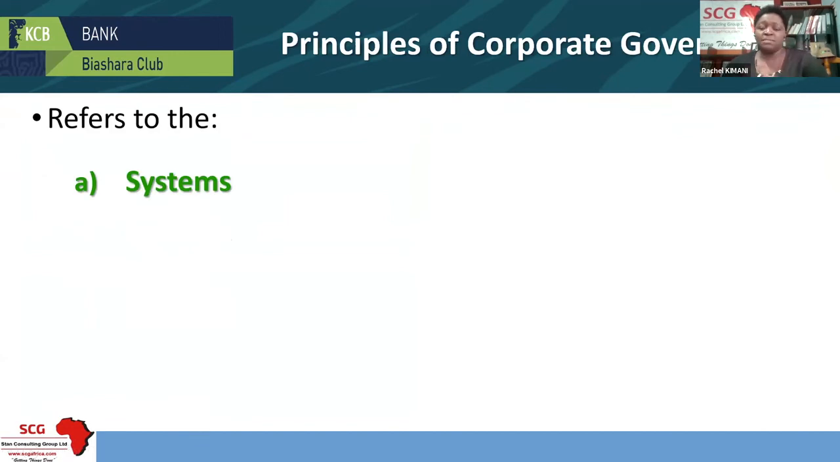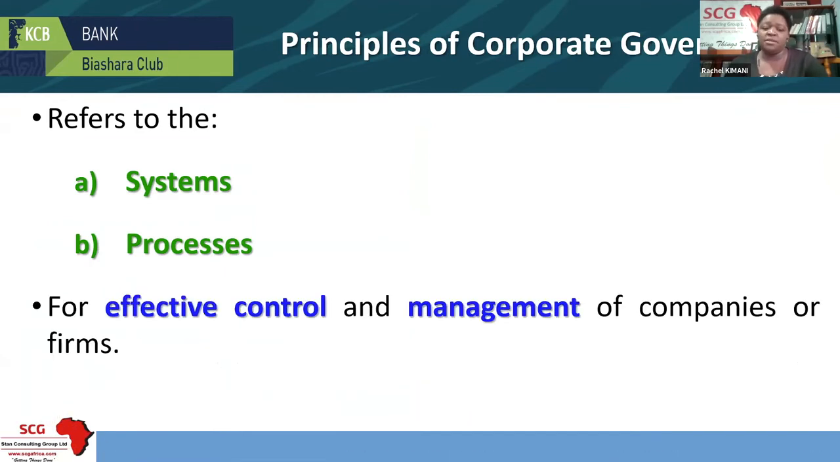So looking at the principles of corporate governance, specifically it refers to one, the systems, and two, the processes by which every organization is able to get effective control and management of the enterprise. Why? Because if we don't have a defined system and mechanism, it is difficult to tell the tomorrow of that business, of that enterprise. It's difficult to establish the direction the enterprise is headed to. And this becomes a challenge in developing the business beyond a certain level.